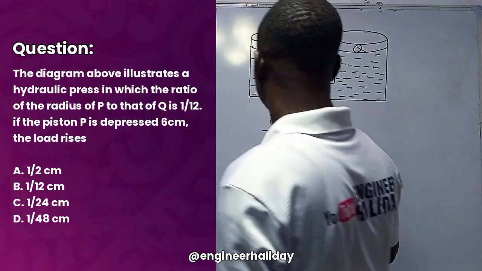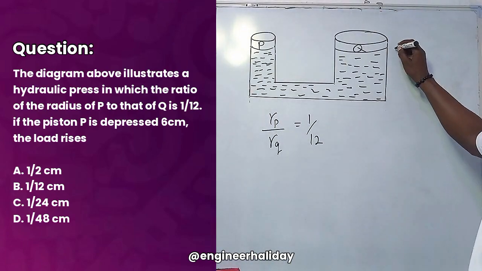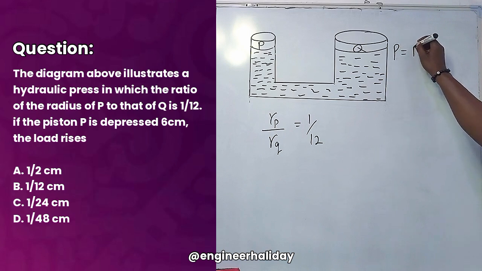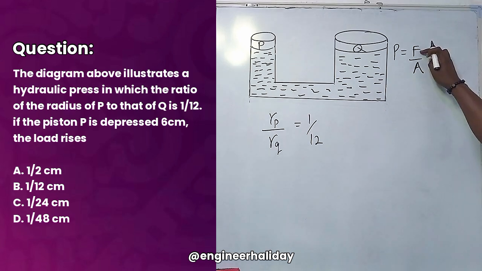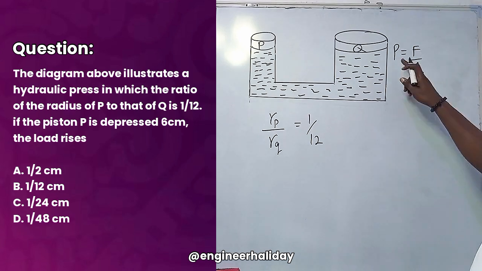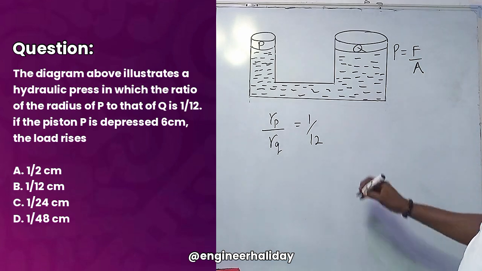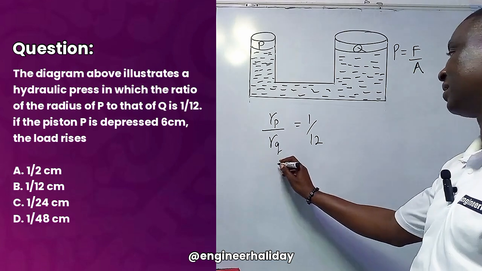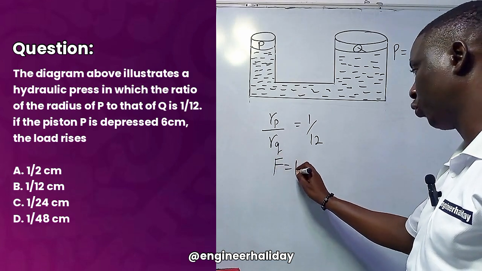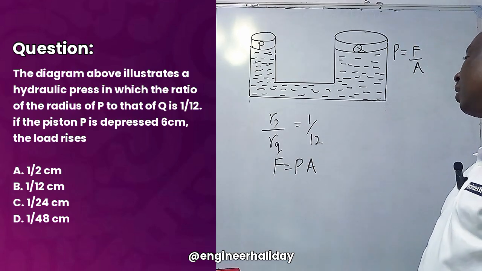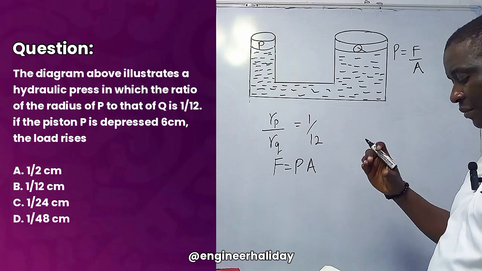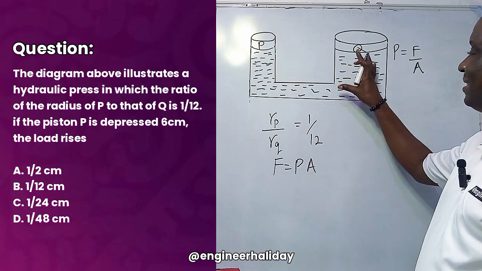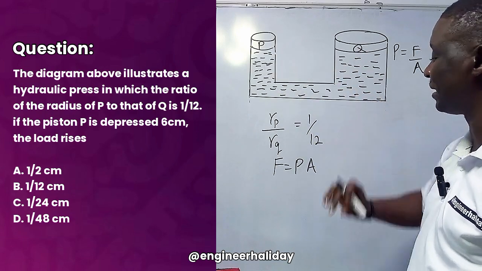Many of us are very familiar with this formula: pressure equals force over area. If you are not familiar with that formula, you need to learn it now. Force in Newton, area in meter square, then P is the pressure. Now, if you make F the subject of the formula, we can say F is equal to PA. The reason is that we are given the radius here, and the area on this side is not the same as on this side.